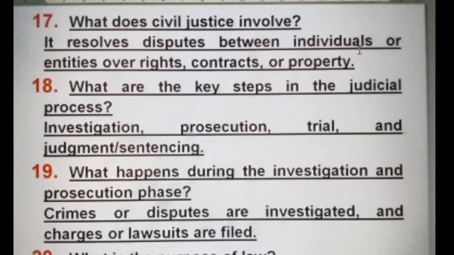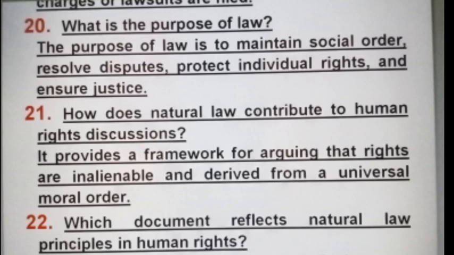What are the key steps in the judicial process? Investigation, prosecution, trial, and a judgment or sentencing. What happens during the investigation and prosecution phase? Crimes or disputes are investigated and charges or lawsuits are filed. What is the purpose of law? The purpose of law is to maintain social order, resolve disputes, protect individual rights, and ensure justice.